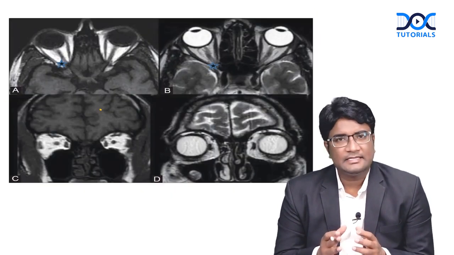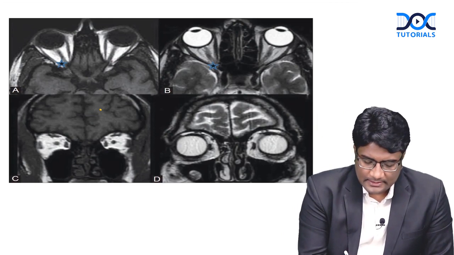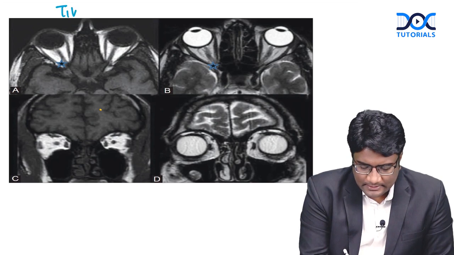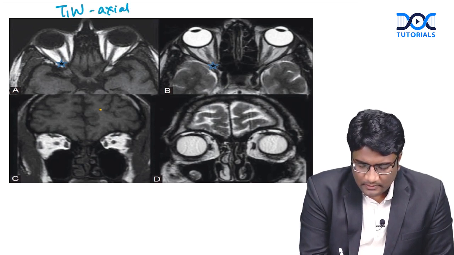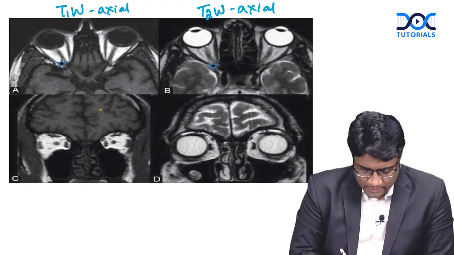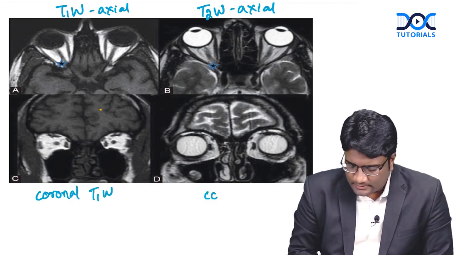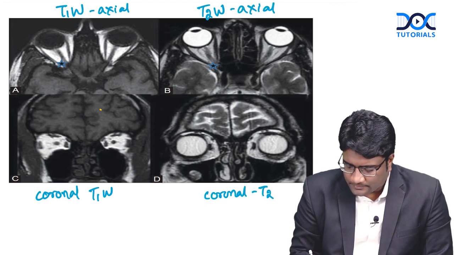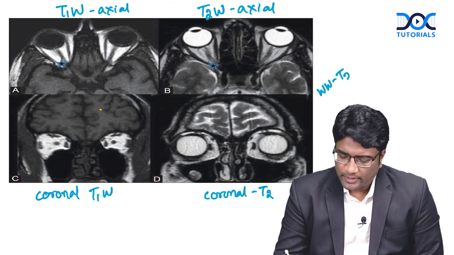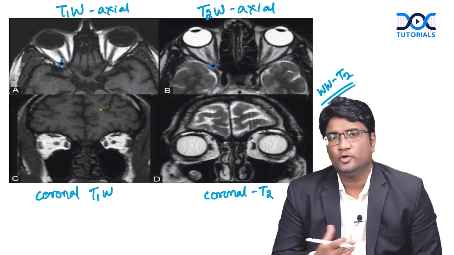Now let's look at the various sequences of MRI that we use while imaging the optic nerve. Here, this is the axial T1 weighted image. This is an axial T2 weighted image. And you can see here, this is a coronal T1, and this is your coronal T2 weighted image. Remember, water is white on T2. Any fluid signal will appear hyperintense or white on T2 weighted imaging.